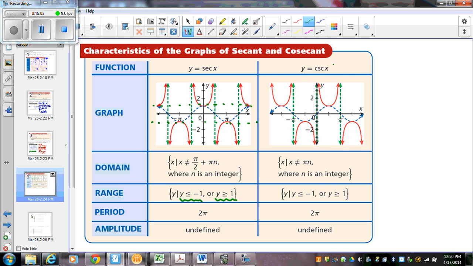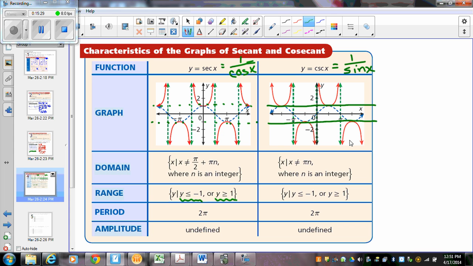Cosecant works pretty much the same way since it is the reciprocal of sine. We literally took every sine value and reflected it either over the line y equals 1 or the line y equals -1, so either right here or right here. And we flipped the blue sine curve outwards to create the red parabolas that make the cosecant graph.